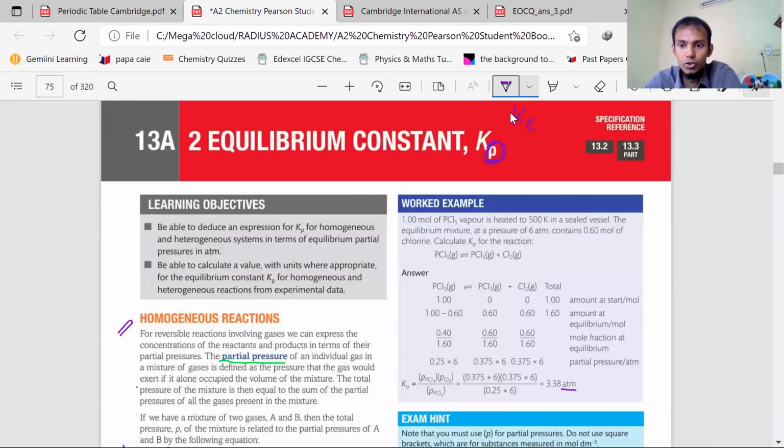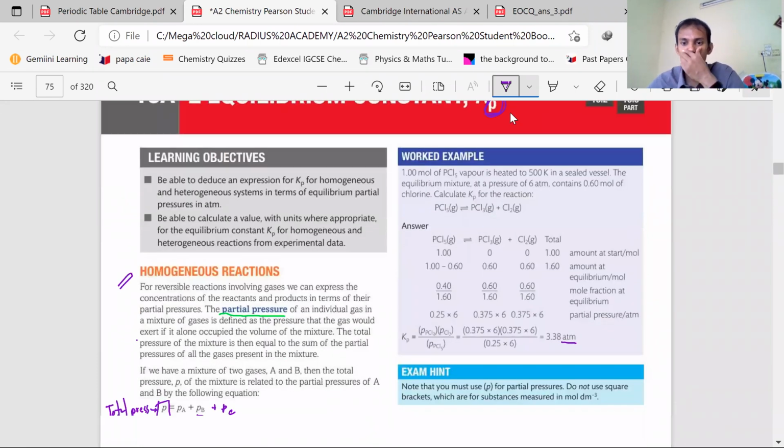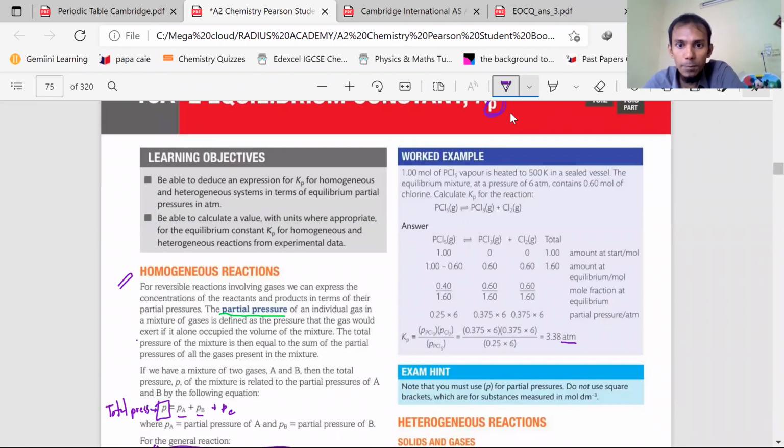So if I show this example, it will be very easy for you to understand. 1 mole of PCl5 vapor is heated to 500 Kelvin. Again, temperature is mentioned, and it has no work here in the calculation. The equilibrium mixture at a pressure of 6 atmosphere, meaning total pressure is 6 atmosphere, contains 0.6 mole of chlorine at equilibrium. So calculate the Kp of this reaction.